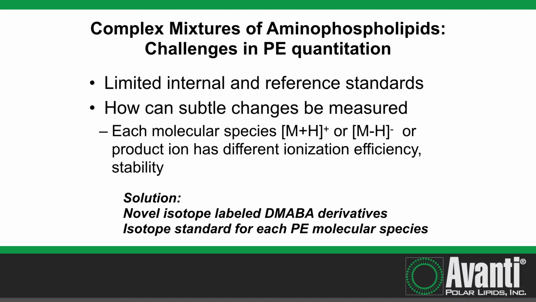So this is a challenge, and to measure these subtle changes for each one of these, either as the positive protonated molecular ion or as the negative ion, we really have to come to grips with the fact that each one of these has a very different ionization efficiency and stability. And those are the major driving factors which are going to change that relationship between ion abundance and ion concentration, or PE concentration. So the solution to this, what I propose to you, is this novel isotope-labeled dimethylaminobenzoic acid derivative standard.